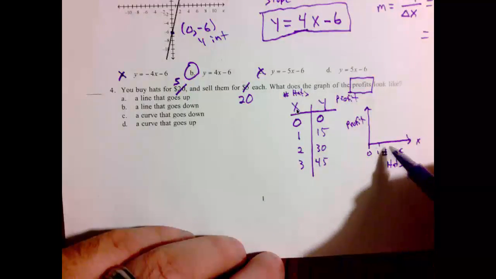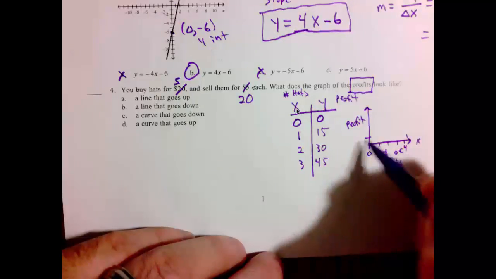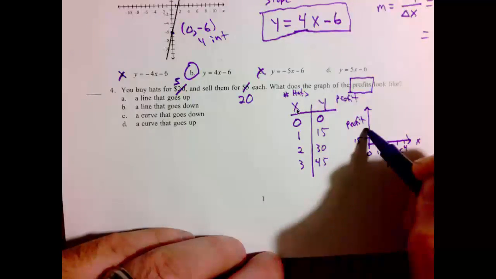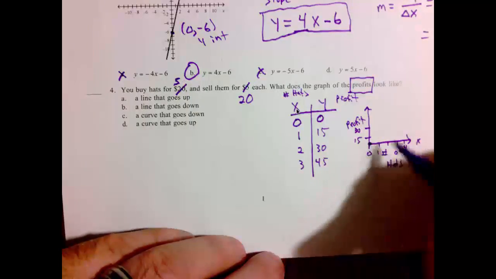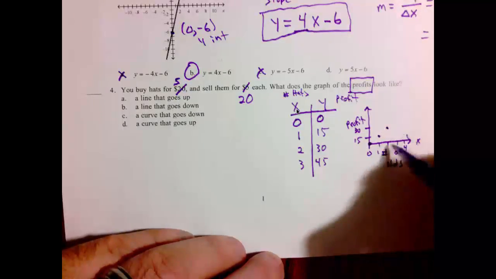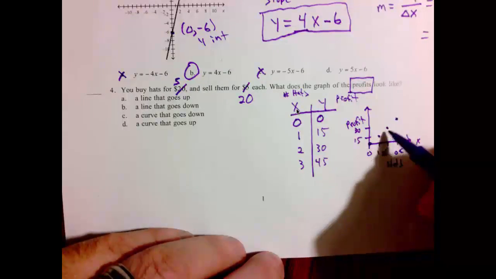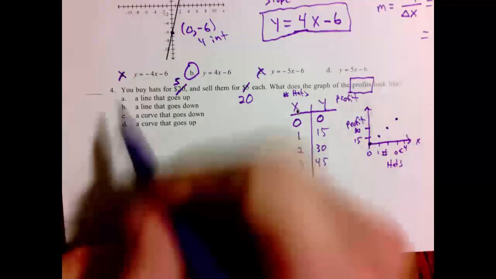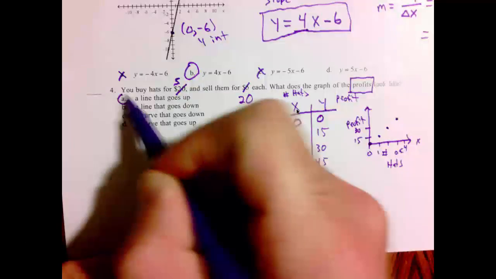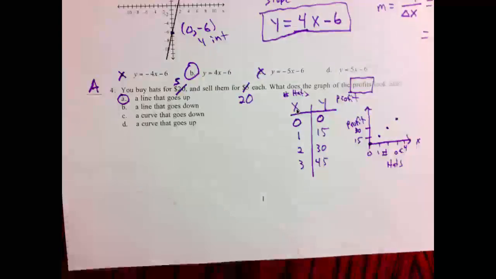0, 1, 2, 3, 4. Profit 0, 15, 30, and so forth. So 0 pairs with 0, 1 pairs with 15, 2 pairs with 30, 3 would pair with 45. So what you can see is it's going to be a straight line. It's also going to be a proportional relationship because it contains the point 0, 0. So it's going to be a line that goes up. 4 is A. Number 4 is A.